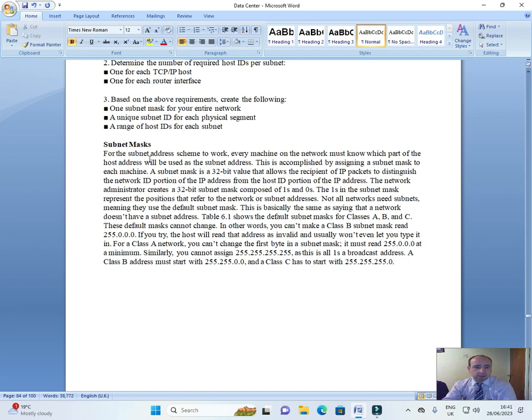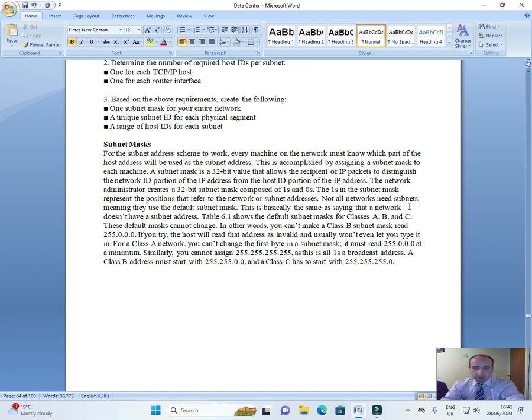Subnet masks. For the subnet address scheme to work, every machine on the network must know which part of the host address will be used as the subnet address. This is accomplished by assigning a subnet mask to each machine. A subnet mask is a 32-bit value that allows the recipient of IP packets to distinguish the network ID portion of the IP address from the host ID portion of the IP address. The network administrator creates a 32-bit subnet mask composed of ones and zeros. The ones in the subnet mask represent the positions that refer to the network or subnet addresses.